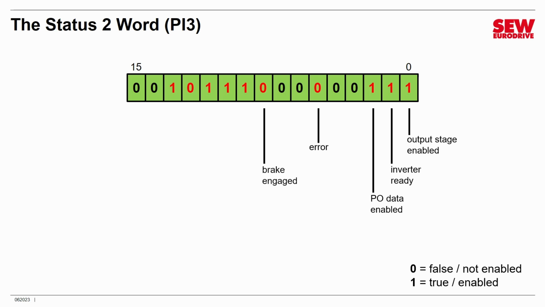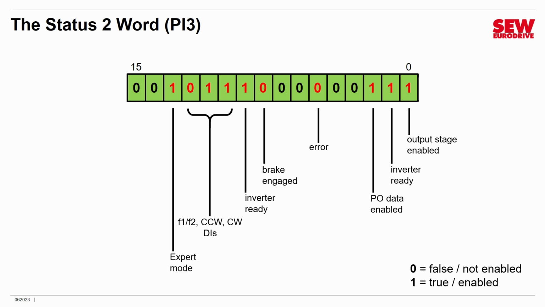However, bit 8 is different. It indicates if the brake is engaged or disengaged. If it's a 1, the brake is engaged. If it's not, it's disengaged. Bit 9 is a duplicate of bit 1. It indicates if the inverter's ready. The next 3 bits reflect the status of the MOVIMOT's digital inputs. That's F1, F2, counterclockwise and clockwise. And the final bit here, bit 13, indicates if the MOVIMOT is in expert or easy mode. If it's 1, it's in expert mode. If it's 0, it's in easy mode. I'm not sure why you really want to know that over the field bus, but it is available if you should for some reason.